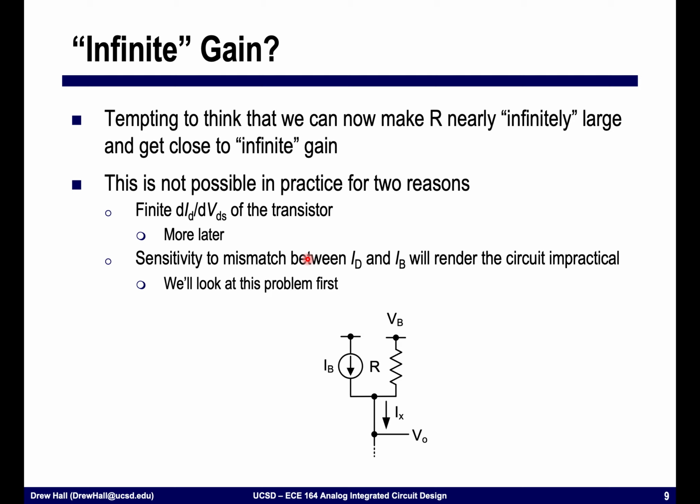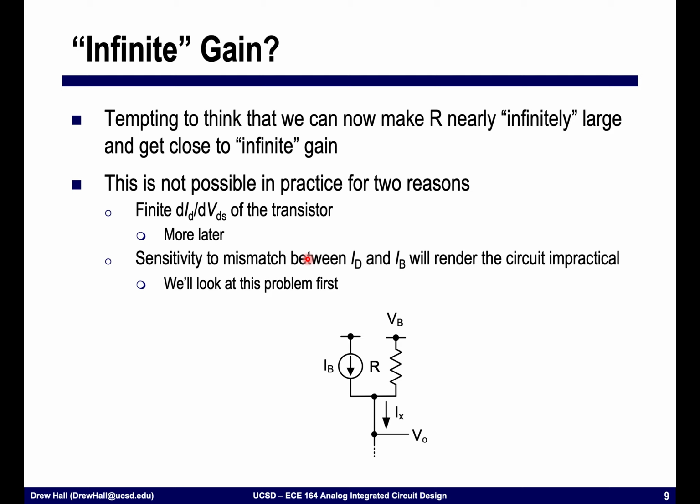Turns out that you can't actually do this for a couple of reasons, one of which is that the transistor itself has some finite dID/dVDS. We talked about this back in lecture 1 and 2. This is essentially the output impedance of the transistor. And we're going to come back and revisit this a little bit later and really drill into this.